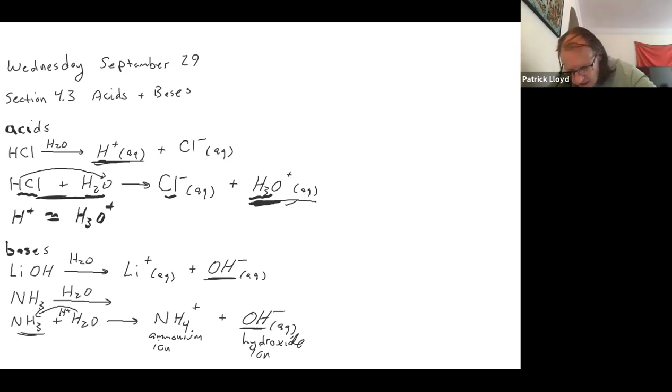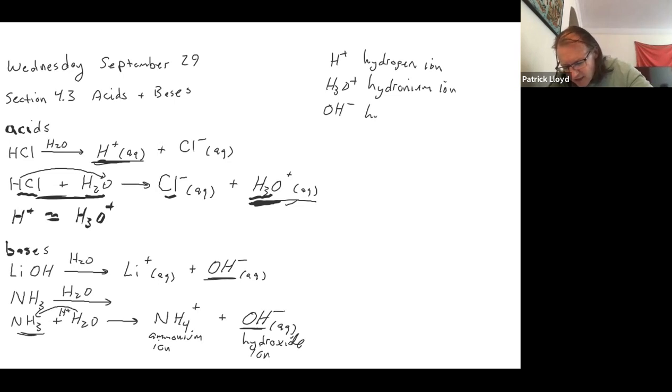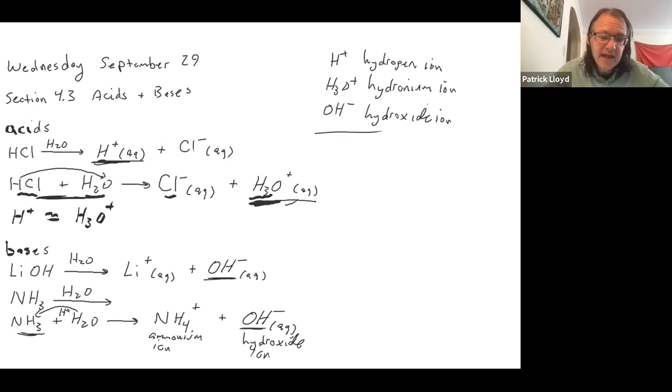So hydrogen ion, H+, hydronium ion, H3O+. Of course, those are essentially the same thing. And then you've got this OH- ion, which is called the hydroxide ion. Okay. So now let's take a look at an example on Alex where we're looking at a chemical reaction between an acid and a base.